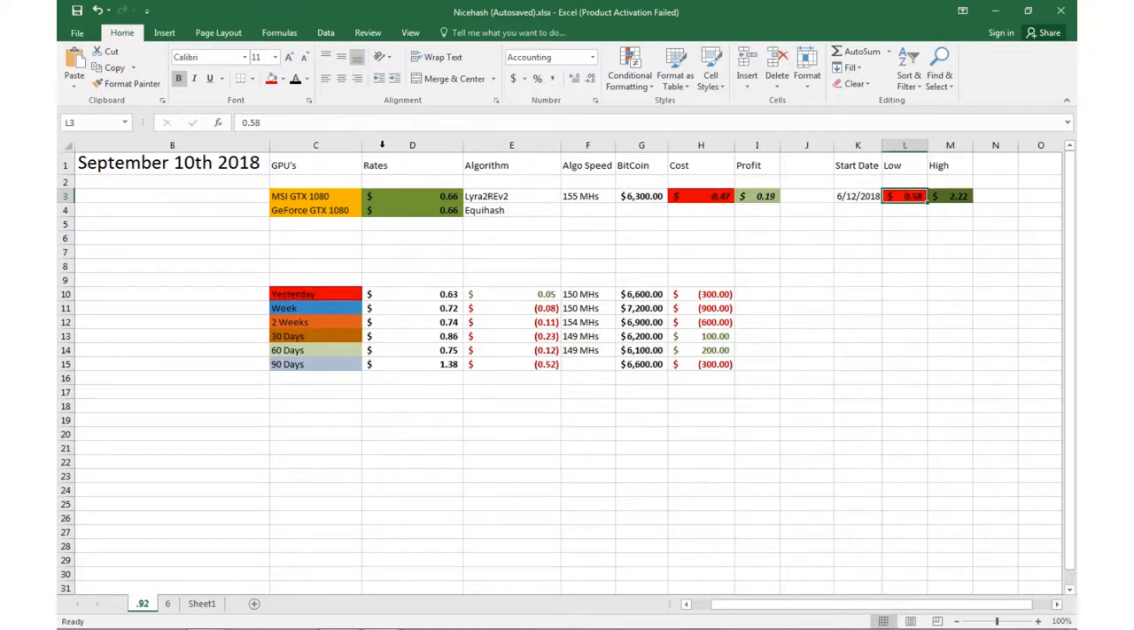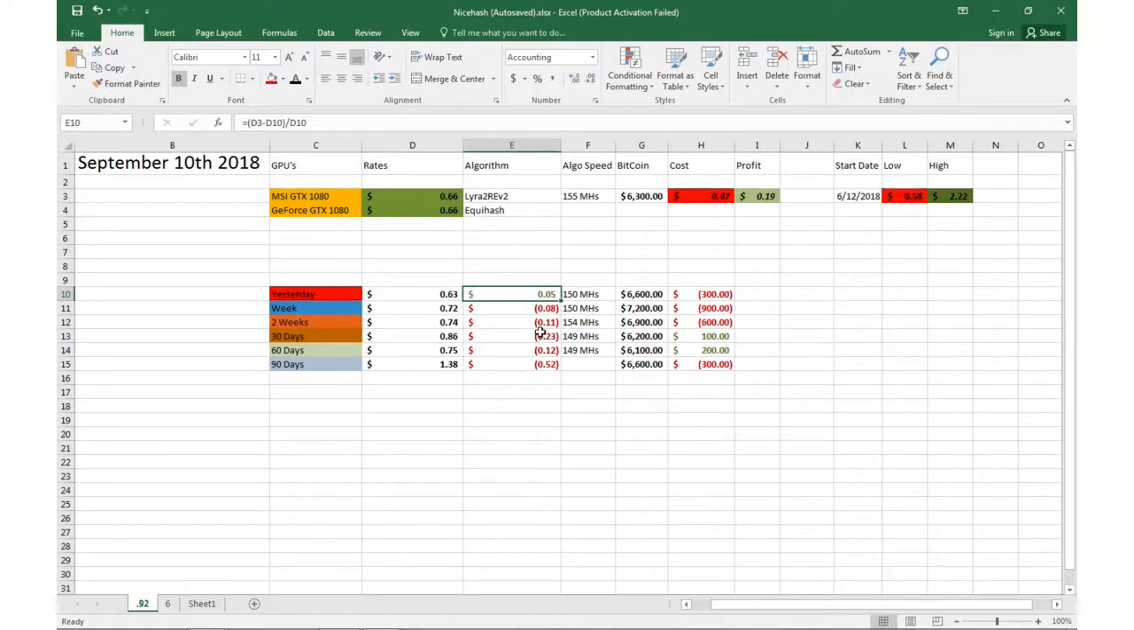So basically, today's rates, we're doing about 60 cents per GPU, which once you take the cost of electricity, brings it to about a profit of 19 cents per GPU. So we are at that. Yesterday we were doing about 63 cents, so that's 5 cents more. Today is what we're doing. We're 5 cents above that, which is pretty positive.